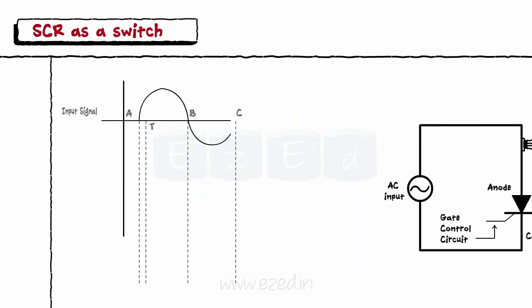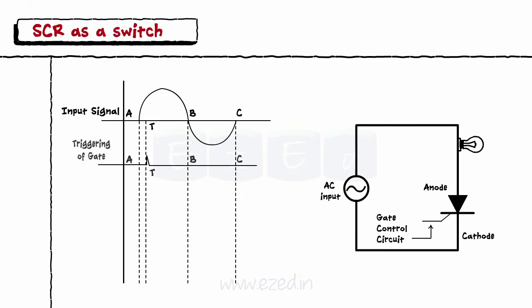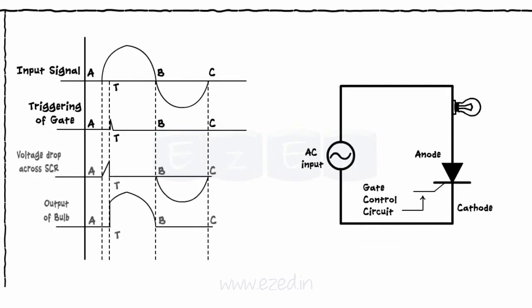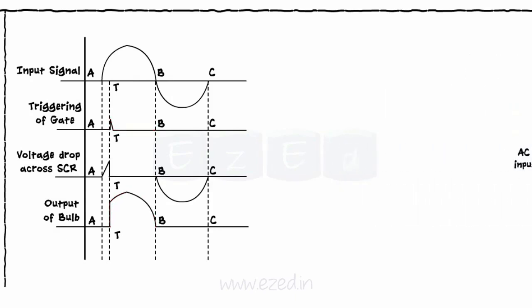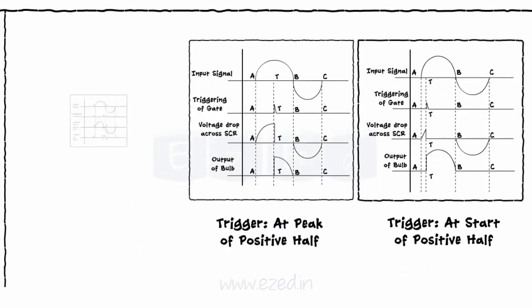Let's apply the gate pulse at the beginning of the input signal. In this case, SCR turns on very early and the bulb glows with the maximum intensity from the point of application of the gate trigger till the end of the positive half. Thus, we get three different outputs for three different triggering positions.